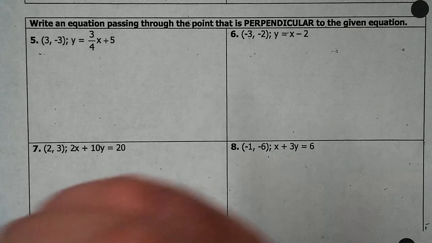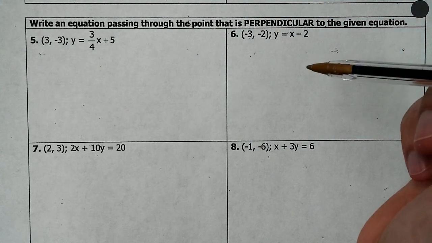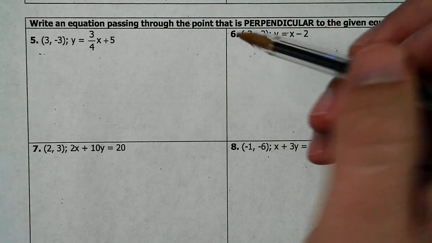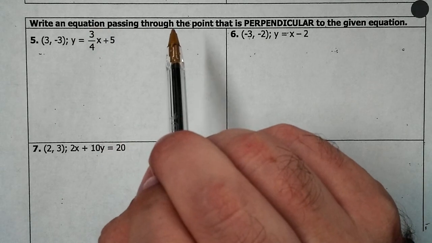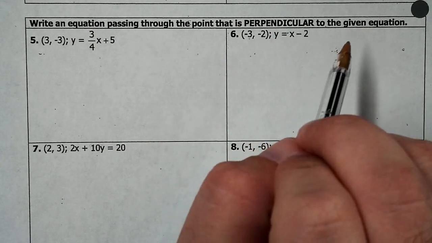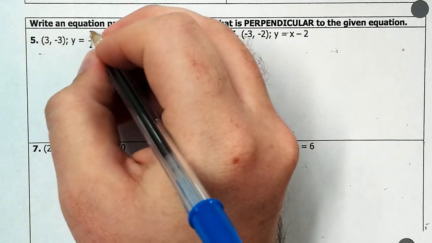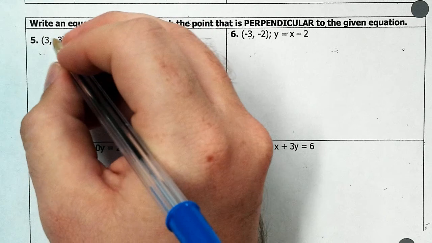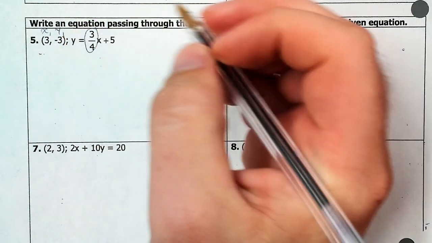Now on the back, what we're going to do is I'm going to work an odd problem and then you try an even problem. So we'll just go back and forth. For 5, 6, 7, and 8, it says write the equation passing through the point that is perpendicular to the given equation. So we've got this equation here, slope of 3/4 and a point of (3, -3). So there's our x1, y1.